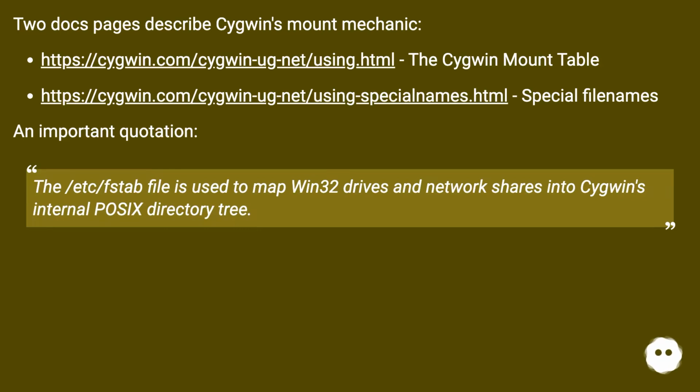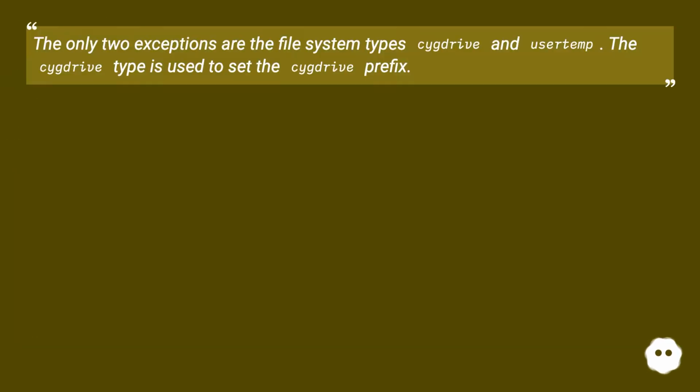An important quotation: the /etc/fstab file is used to map Win32 drives and network shares into Cygwin's internal POSIX directory tree. The only two exceptions are the file system types cygdrive and usertemp. The cygdrive type is used to set the cygdrive prefix.